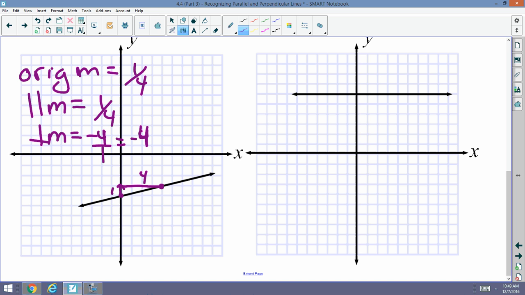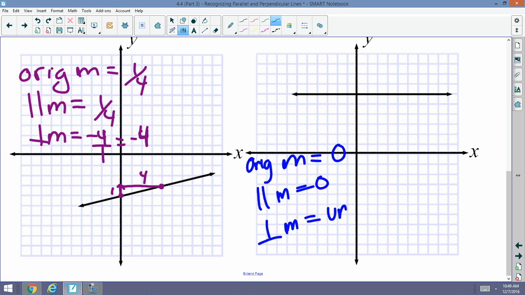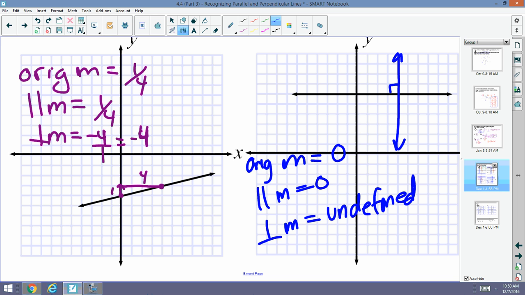Okay, what's my original slope for this bad boy? Oh, yeah. My original slope is 0. What's my parallel slope? What's my perpendicular slope? Undefined. Think about it, guys. What's going to make a perpendicular here? A vertical line. And don't vertical lines have undefined slopes?